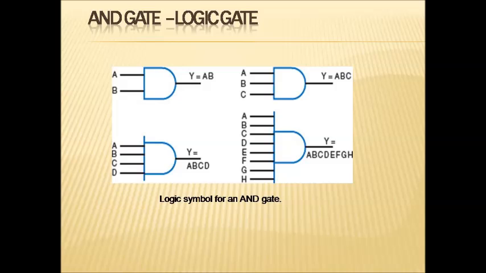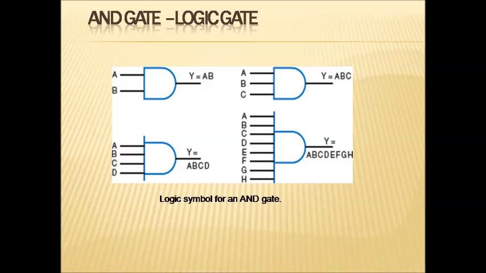Here you can see the logic gate diagram of an AND gate. In the first one, A and B are the two input lines. It produces an output line called Y, which is A dot B or AB. In the second diagram you can see there are three input lines, namely A, B and C. It produces an output called Y, which is A dot B dot C. Below, the first one has 4 inputs, A, B, C, D. It produces a single output Y equal to A dot B dot C dot D.